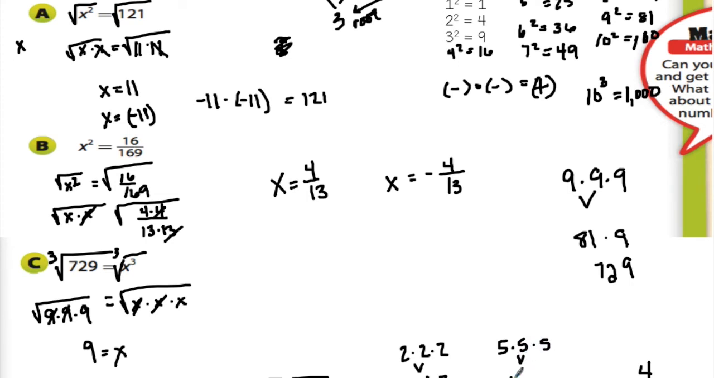5 times 5 is 25. Carry the 2. 2 times 5 is 10, plus 2 is 12. 125. So the cube root then of 125 is 5.